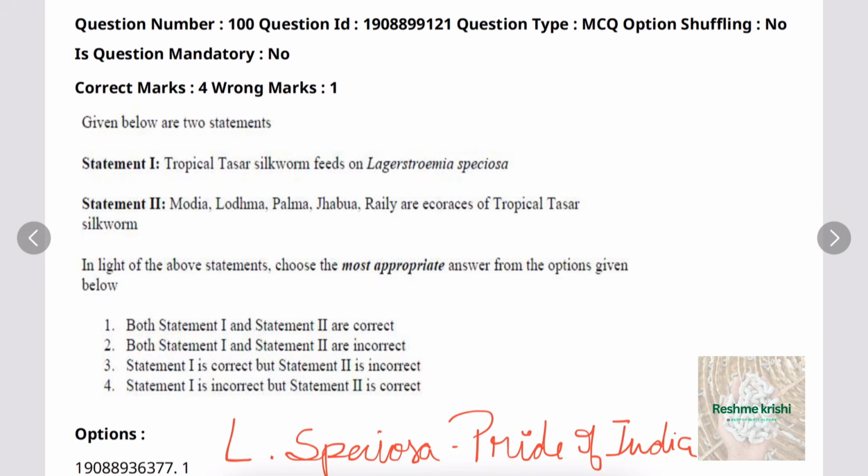Tropical tasar silkworm feeds on Speciosa, Modia, Lodhama, Palma, Jabua, Riley are ecoraces of tropical tasar. Pardon my pronunciation. So we all know these are the ecoraces, and we don't know this, right? Tropical tasar silkworm feeds on this particular thing. Have you ever read it? No, right? But this is true.